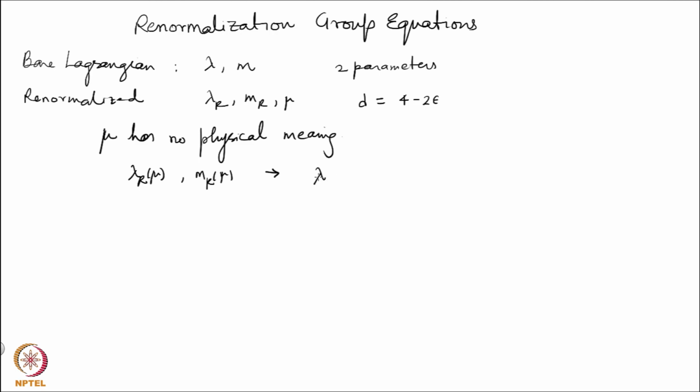So lambda, the bare parameter here, is a function of lambda r of mu, m r of mu, and mu. Okay, it could depend explicitly on mu and also implicitly through the coupling constant and the renormalized mass. Okay, and similarly the bare parameter m would depend on the renormalized coupling constant, renormalized mass parameter, and mu. Okay, the dependence will be typically both explicit and implicit through these variables.